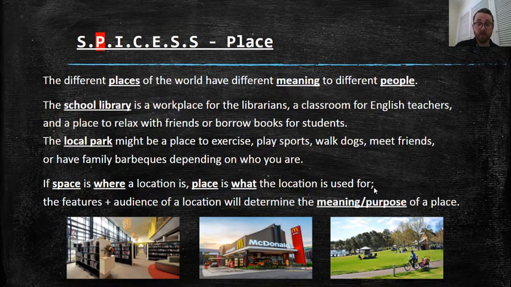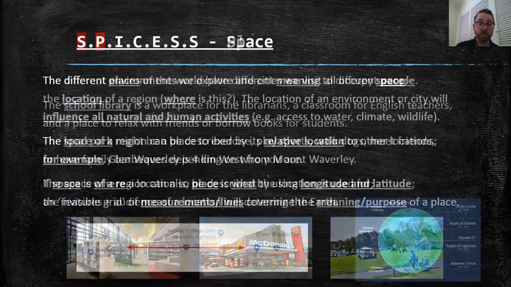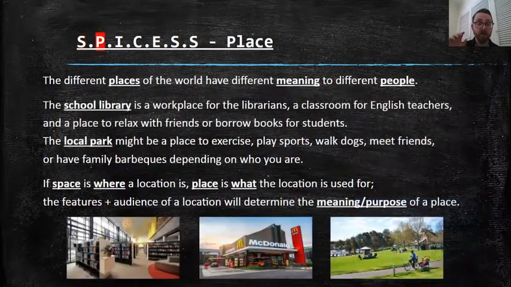So Macca's, for some people, that's going to be a restaurant, that's going to be lunch. For some people who work there, that's their place of work. So space, where it is, place is what it is.